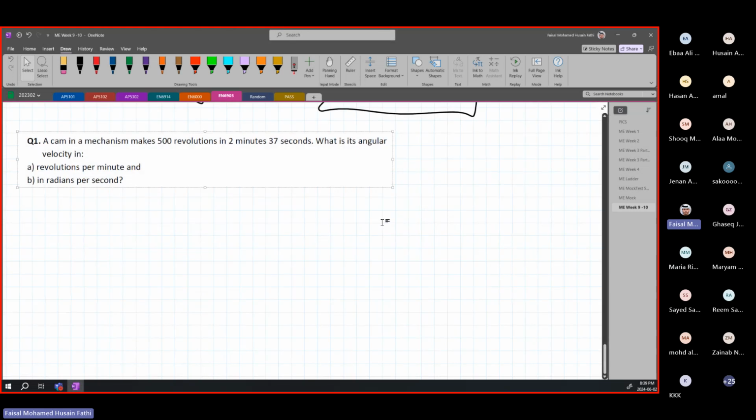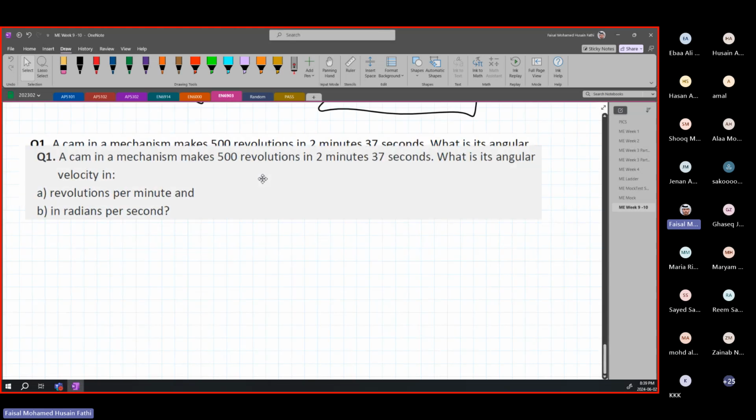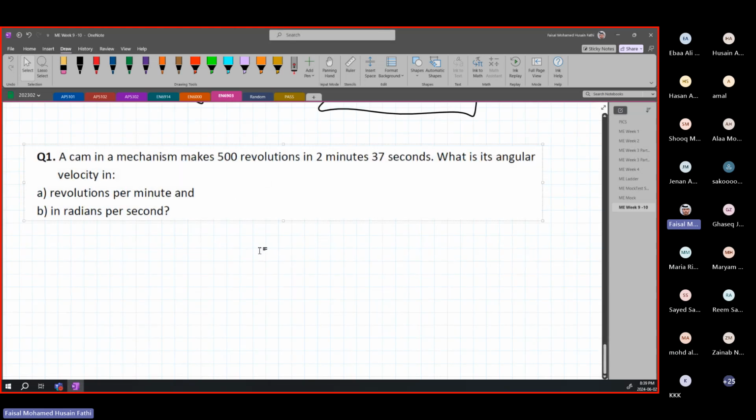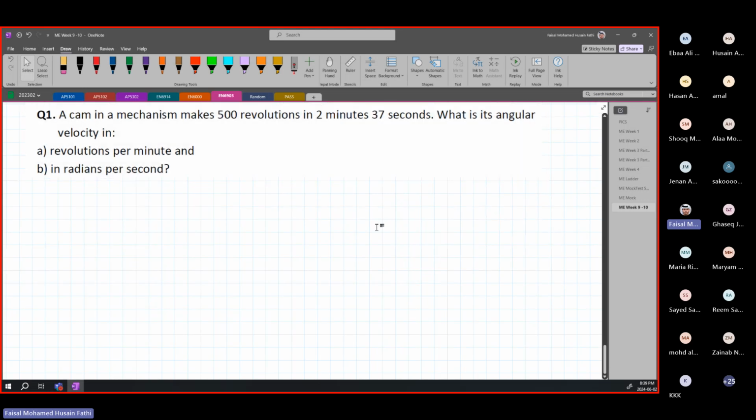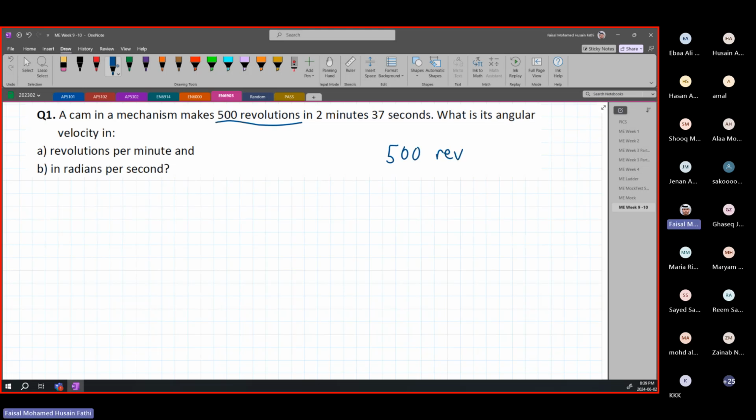I want to make sure I finish worksheet 1 properly, because if you understand what worksheet 1 is and you have the basics down, everything after that is going to be simple and you will know how to apply it very quickly. So a cam in a mechanism makes 500 revolutions. That's the first thing you're going to look at. You have 500 revolutions in 2 minutes and 37 seconds. All right. So our time here is 2 minutes and 37 seconds.